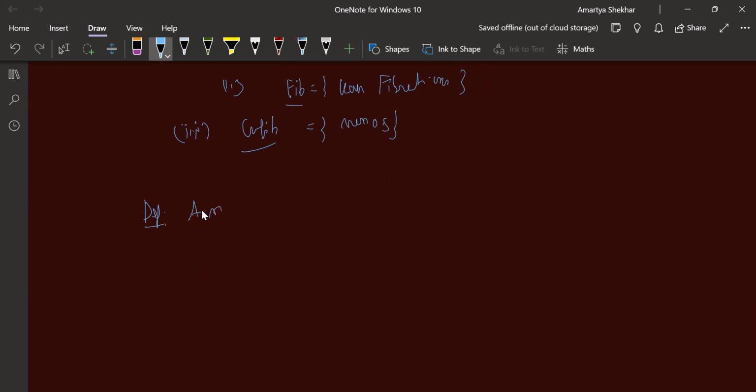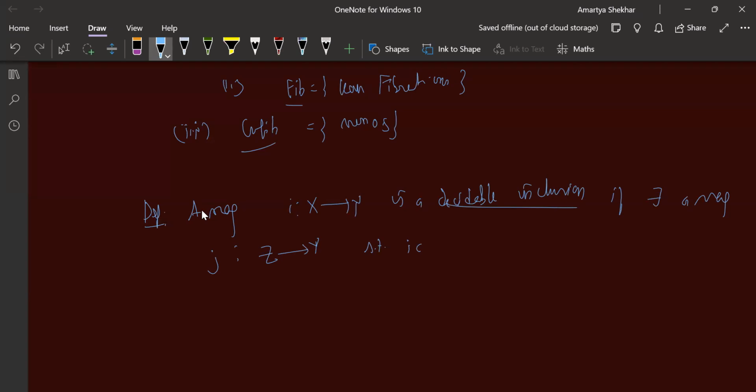Definition: a map, let me call it i from X to Y, is a decidable inclusion if there exists a map j, which will be called its complement, from Z to Y, such that i and j exhibit Y as a coproduct of X and Z. So maybe I'll write that. Right. So j is called the complement.